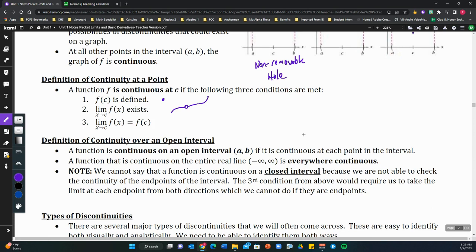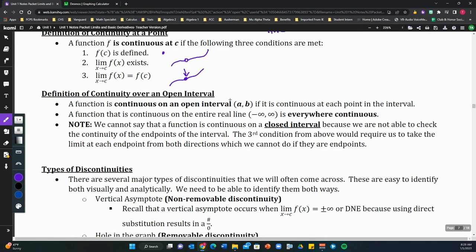So if the function is continuous, then the limit of f of x will be equal to the defined point at x equals c. So having this third condition in here rules out this third possibility from up top. So having that guarantees that the point that we are approaching from either side of x equals c is the defined point for the function f at x equals c. So that's for continuity at a point.